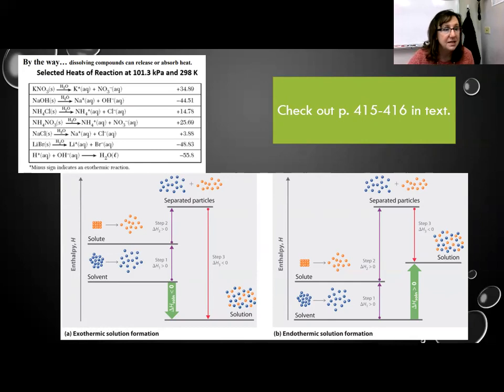But I also liked this picture here. It kind of shows you that there are different energies at play when we're dissolving our substances. So really, we are looking at the energy involved in separating our solvent and our solute from their own particles, and then rejoining them into solution and comparing how those energies affect one another.